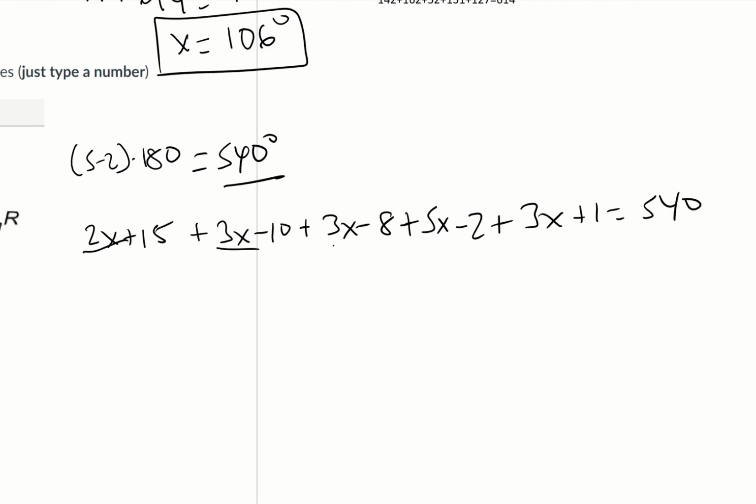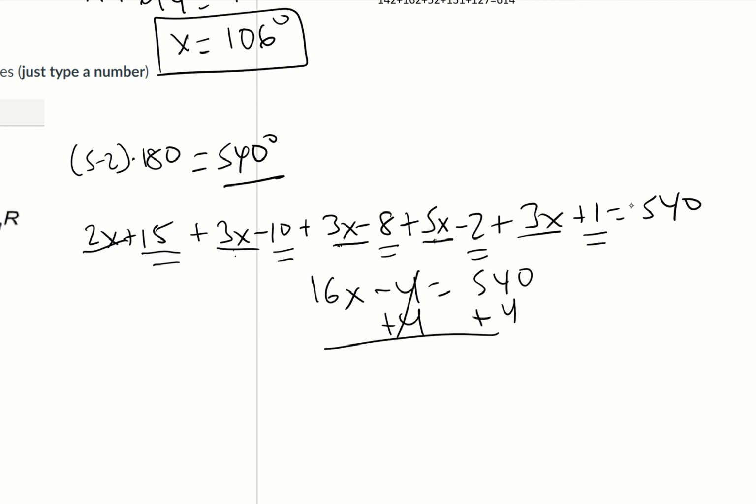We'll go ahead and combine our like terms here. We got 2 and 3 is 5, 5 and 3 is 8, 8 plus 5 is 13, 13 plus 3 is 16, 15 minus 10 is 5. 5 minus 8 is -3, minus 2, -5, plus 1, -4. Then we can add 4 to both sides. We got 16x equals 544. Then we can divide by 16. So we get 544 over 16, which is 34.